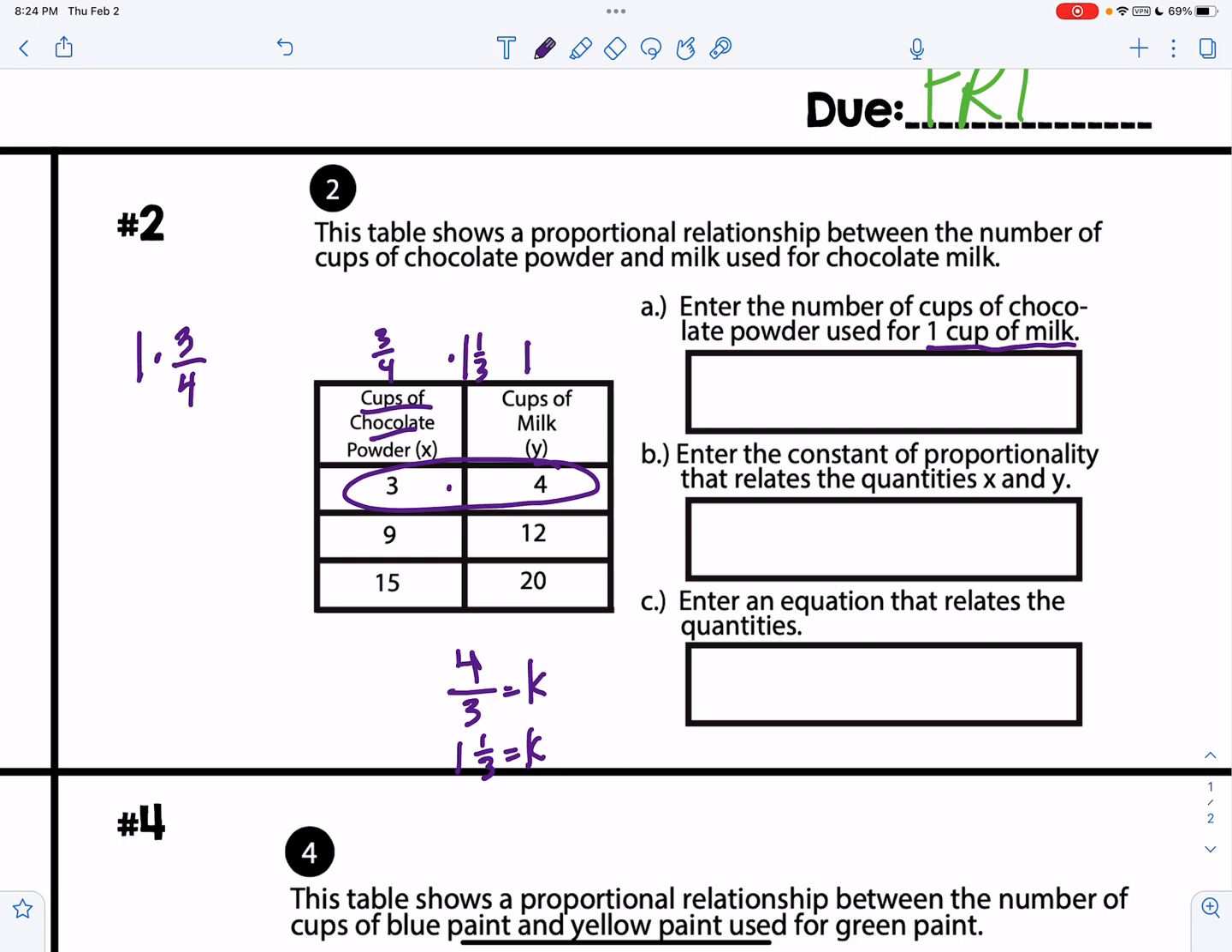Okay. And so how many cups of chocolate powder? 3/4 cups. Enter the constant of proportionality. We know it's 1 and 1/3. And then enter the equation. Remember that equation is y equals k times x. Y is cups of milk. So I'll do milk equals k, which is 1 and 1/3, and then x is cups of chocolate powder. So let's just say powder. Okay, so that's what you're going to do.